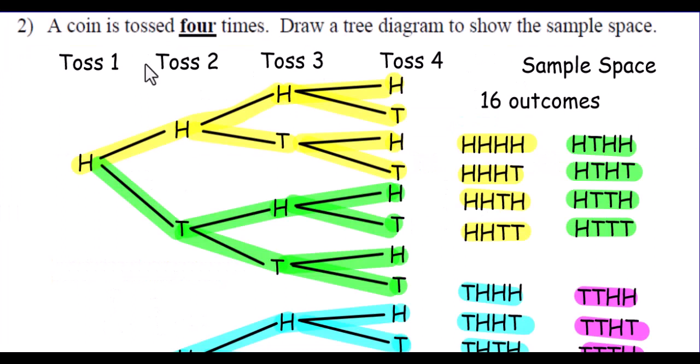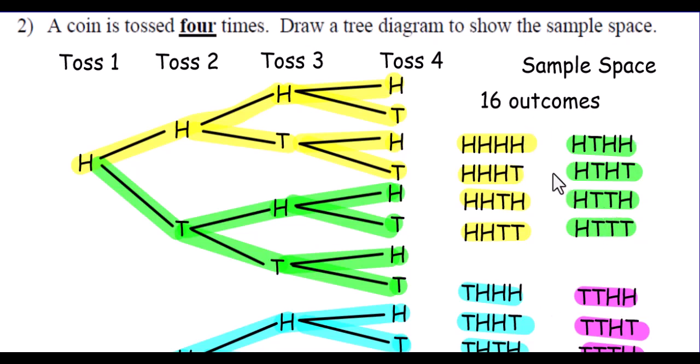Question number 2 is a little bit more challenging. You're going to notice that I don't have any gray boxes here just because there's a lot to cover and a lot to show. So pause is needed to copy these notes. But for this question, we've got a coin that is tossed 4 times. We want to draw a tree diagram to show the sample space, which again, that sample space is all of the possible outcomes, which I have highlighted.